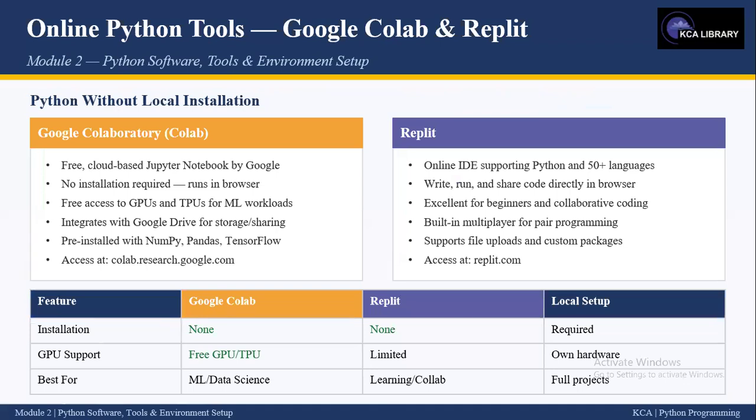If you cannot install software locally, online tools offer a perfect alternative. Google Colab provides a free cloud-based Jupyter environment that requires no setup and even gives you free access to powerful GPUs for machine learning. Alternatively, you can also use Replit. It's an excellent collaborative IDE that allows multiplayer pair programming directly in your browser, making it a favorite for beginners and students.